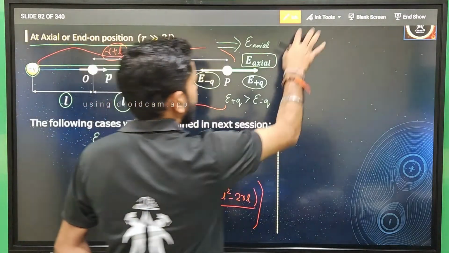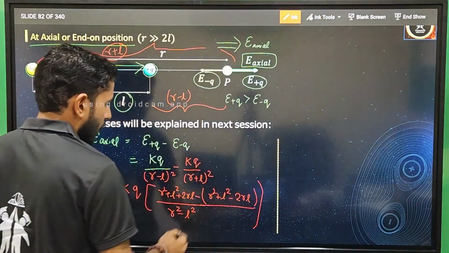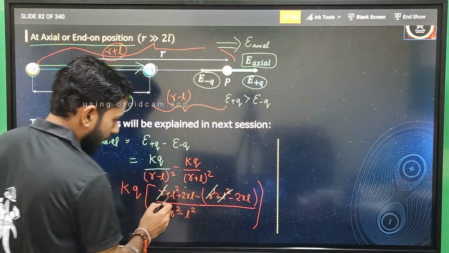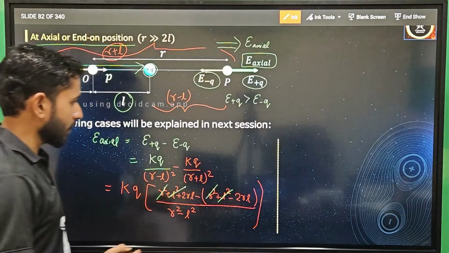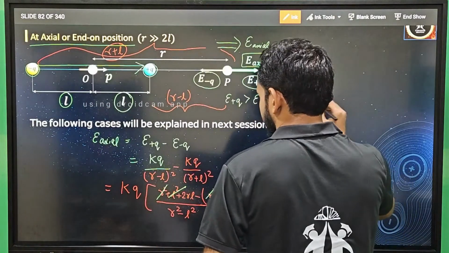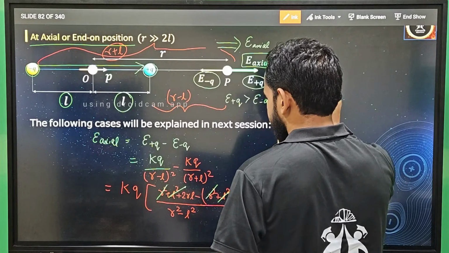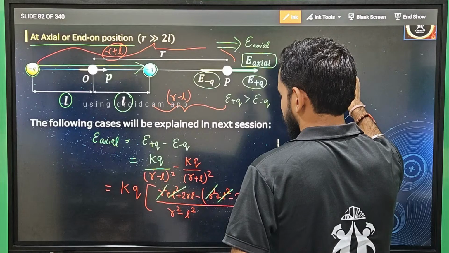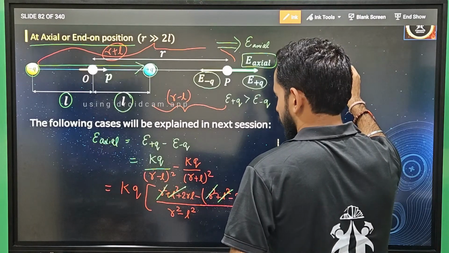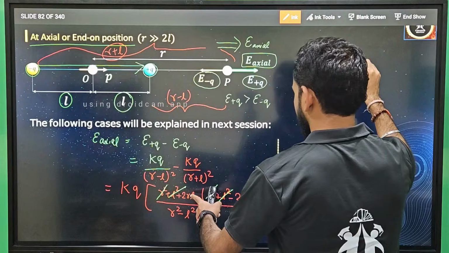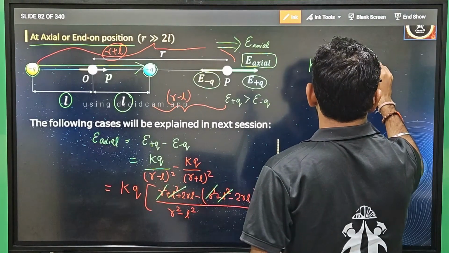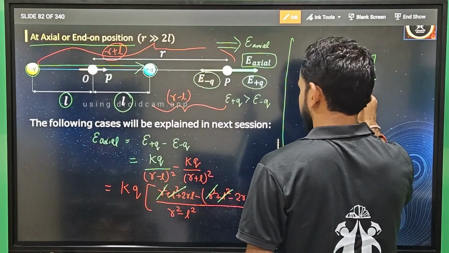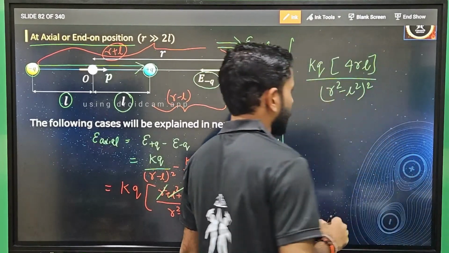Correct. Now solve it. What will be cancelled out? R square simply will get cancelled out. This L square also simply gets cancelled out. Now what are the things that are left behind? What is left is KQ, and in the bracket there is plus 4RL. In the denominator what is left will be R square minus L square, the whole square.